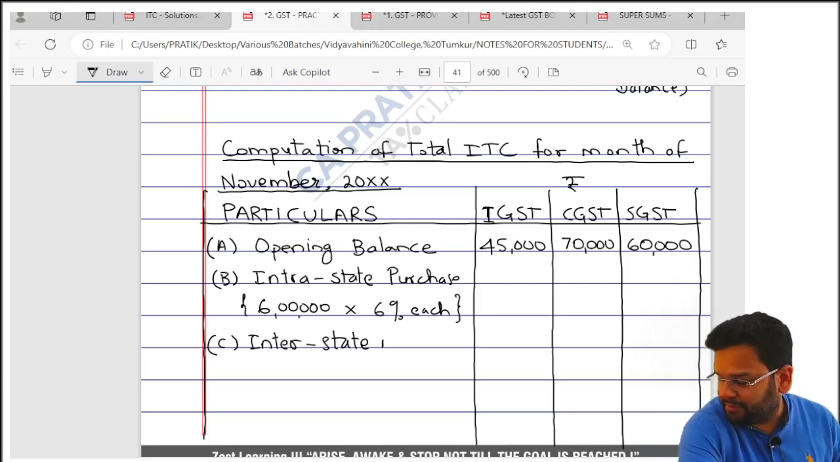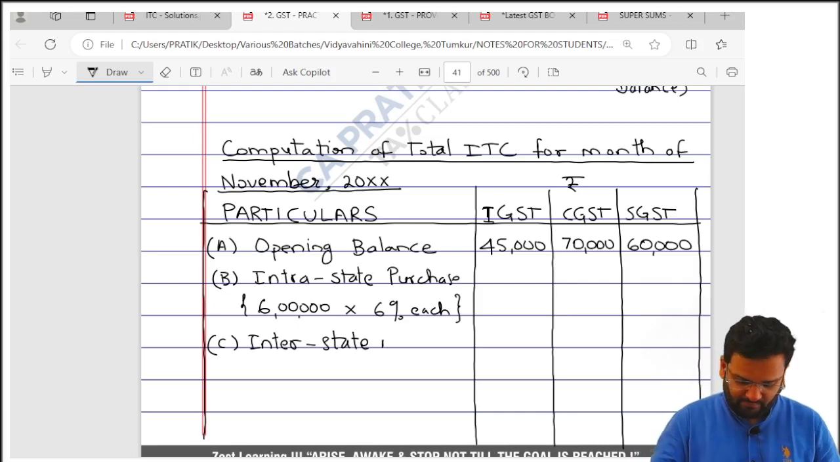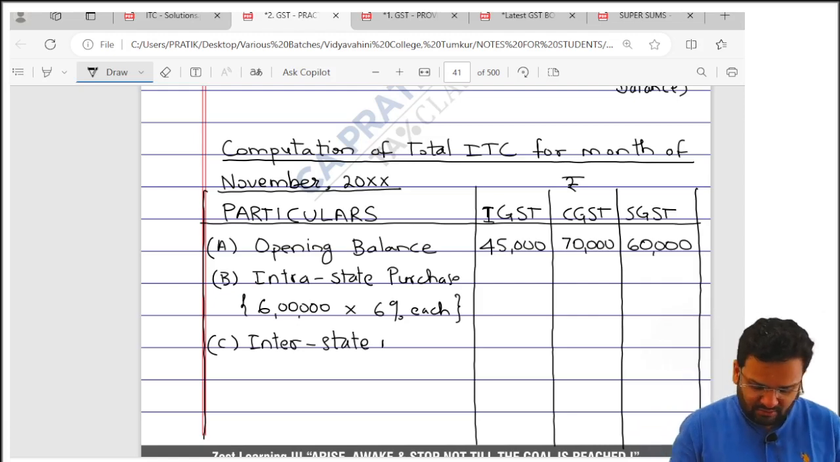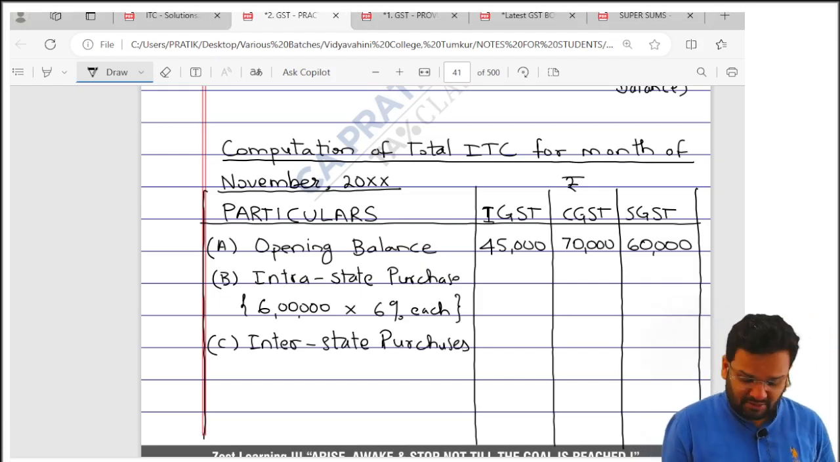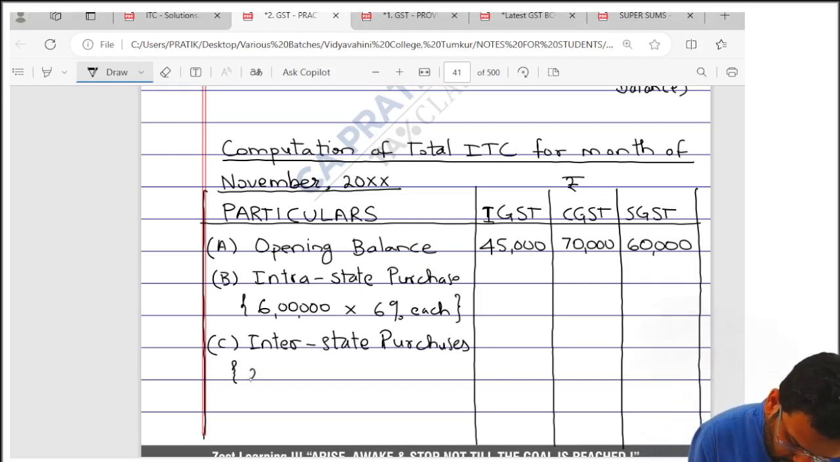What are the interstate purchases? 2 lakhs. Okay. So interstate purchase is 2 lakh, so 2 lakh into the rate of GST. Rate of GST is 12%. So 2 lakh into 12%. Yes. So tell me the figures.